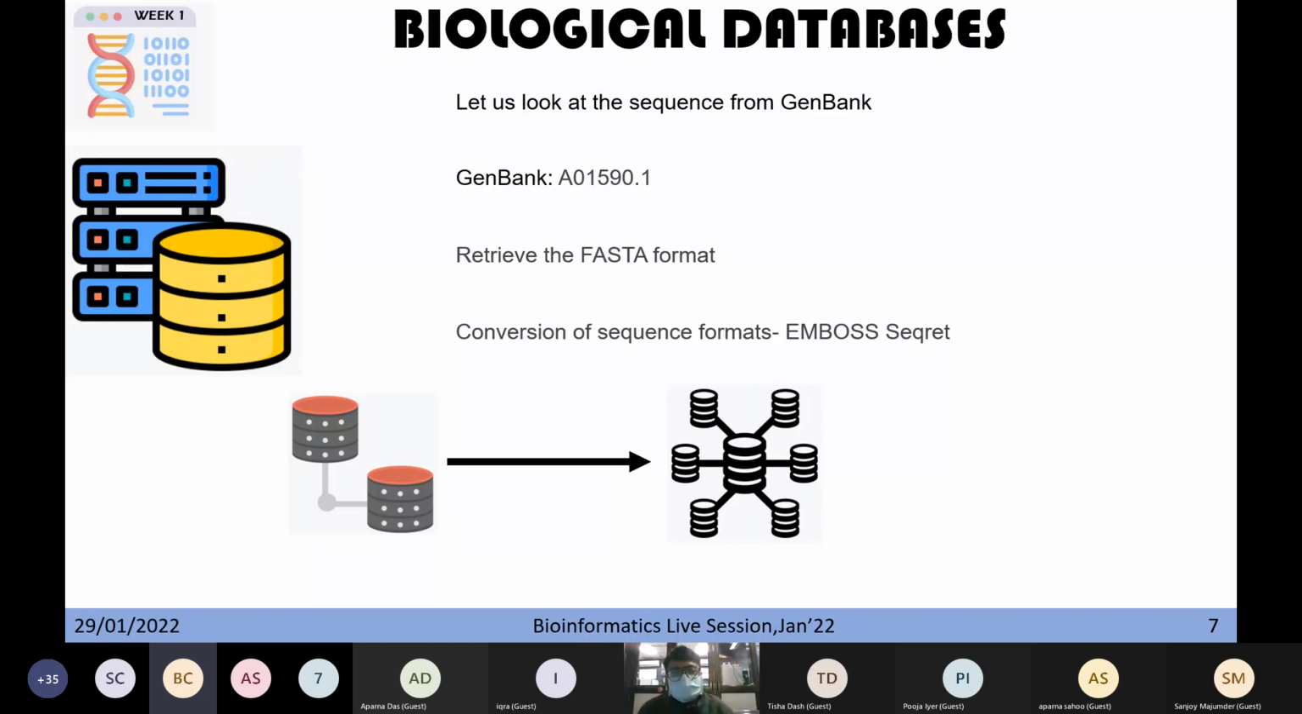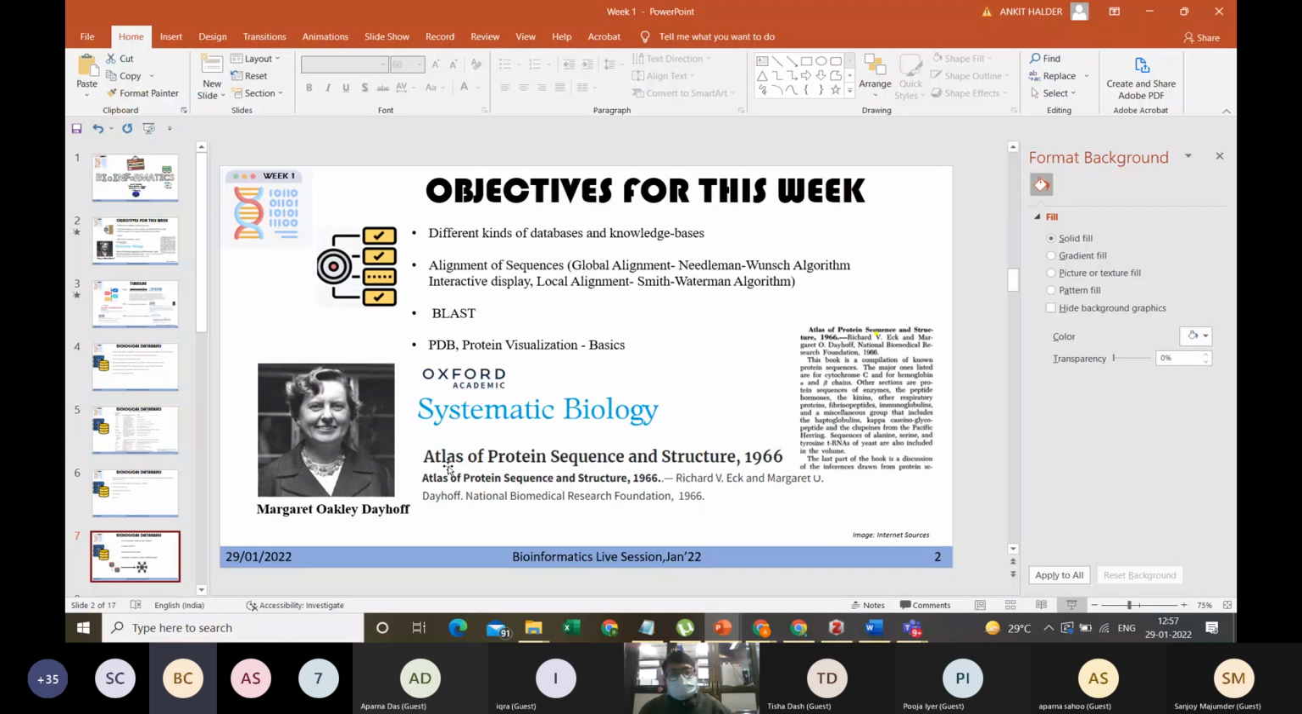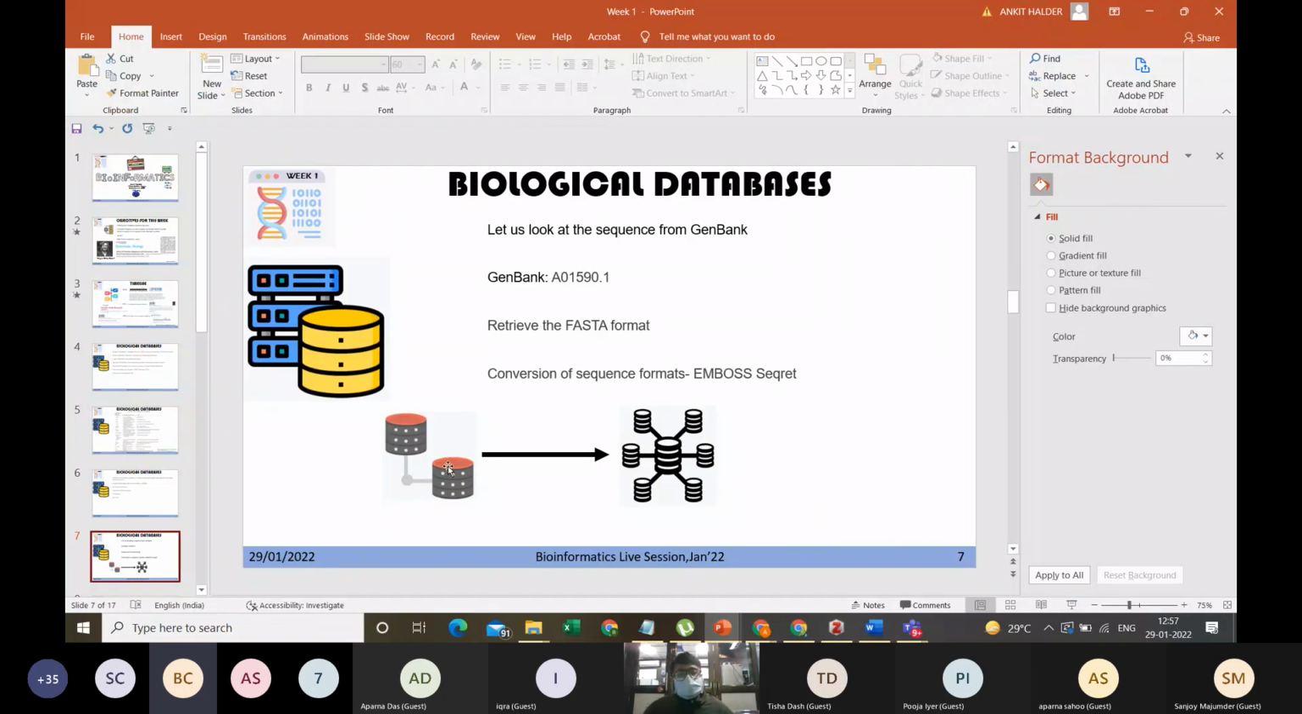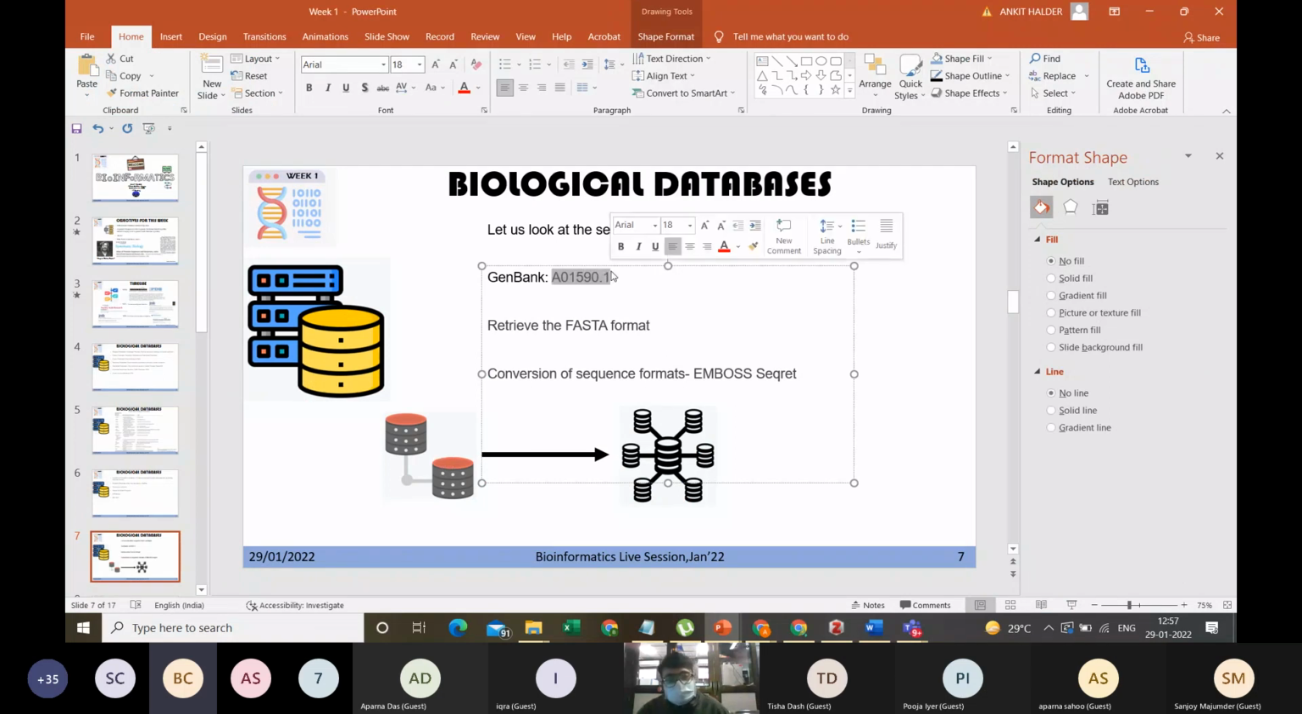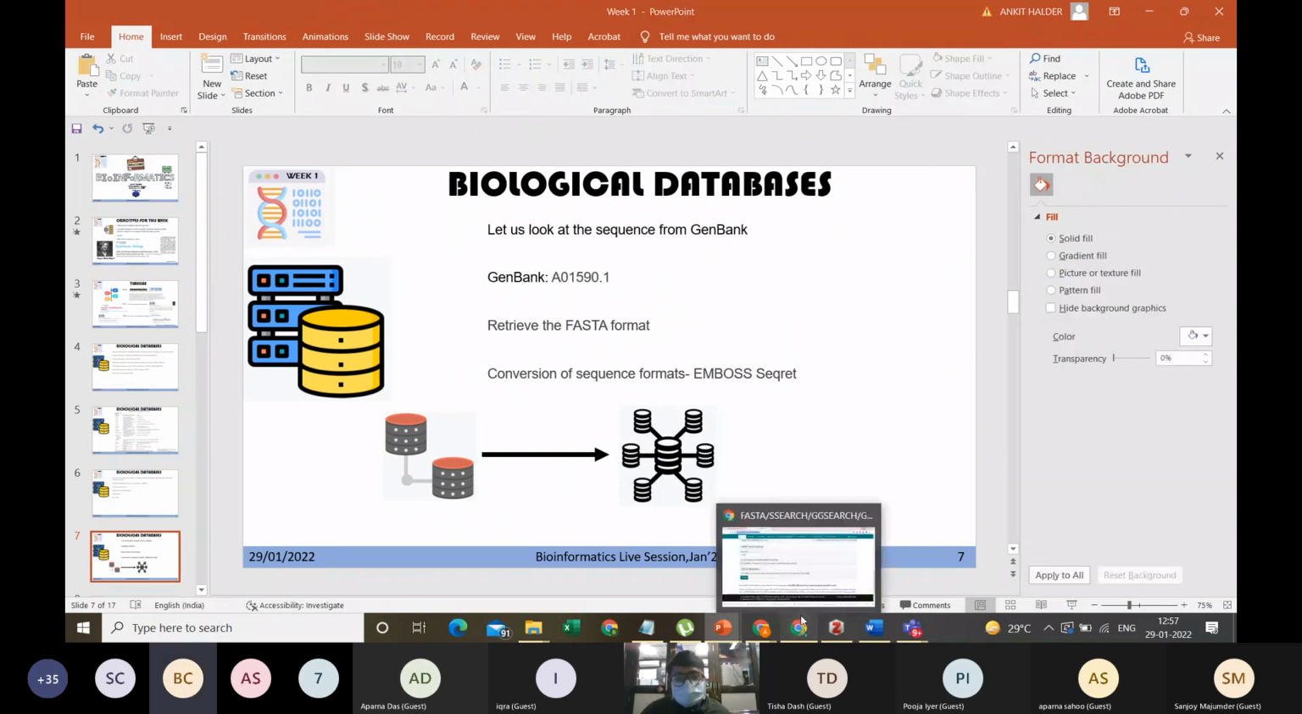Now everyone, if you can, go to GenBank. So let us go to GenBank and sequence. I told you just now that it is very important to have an identifier. If I don't have this identifier, let us first look at what this identifier is. If you all can also do it side by side.